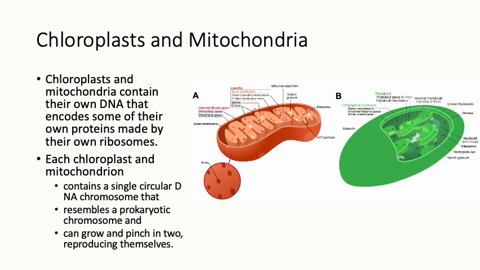Chloroplasts and mitochondria share several unusual features that set them apart from other organelles in the cell. Both contain their own DNA and ribosomes, which allow them to produce some of their own proteins independently of the nucleus. The DNA found in these organelles is circular and resembles the DNA of prokaryotic cells, rather than the linear chromosomes found in the nucleus. In addition, chloroplasts and mitochondria can grow and divide on their own within the cell. These similarities suggest that they have a different evolutionary history compared to other organelles.